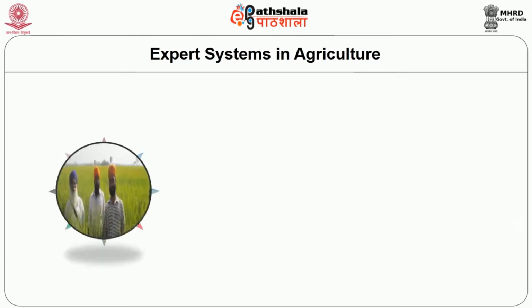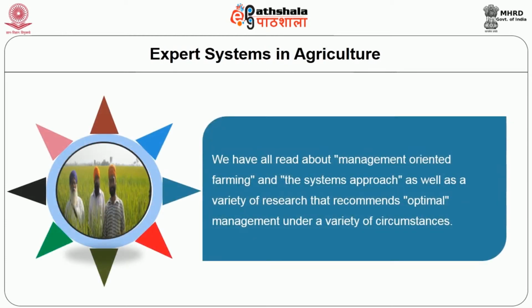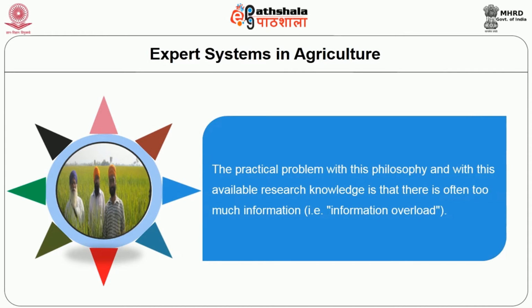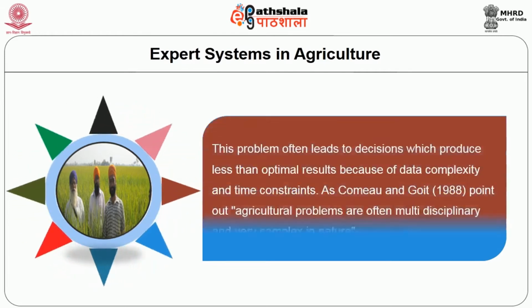Expert systems in the field of agriculture. We have all read about management-oriented farming and the systems approach, as well as the variety of research that recommends optimal management under a variety of circumstances. The practical problem with the philosophy and with the available research knowledge is that there is often too much information. This problem often leads to decisions which produce less than optimal results because of data complexity and time constraints.